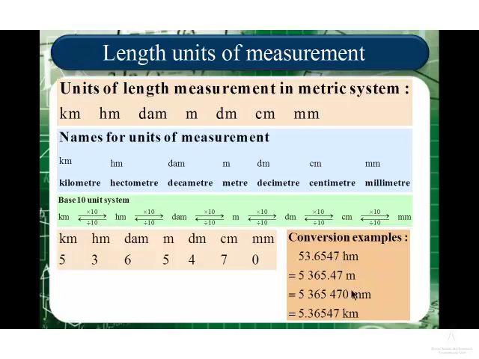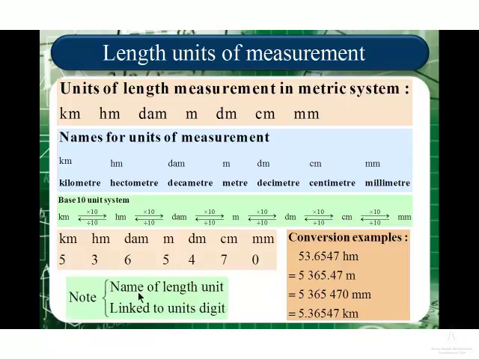And if I convert millimeters again to kilometers, in this case I have to shift the decimal, which is to the right of the 0 here, 6 positions to the left, in order to get 5.36547 kilometers. So these are some examples of conversions into equivalent measurements using a different unit of length, and make sure that you try a number of examples that are similar to this.